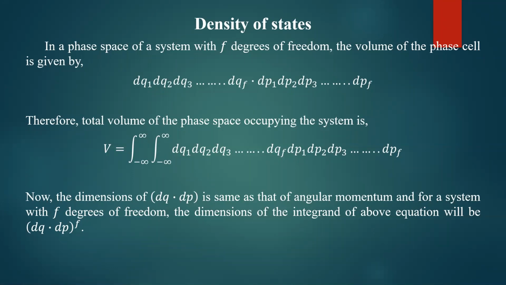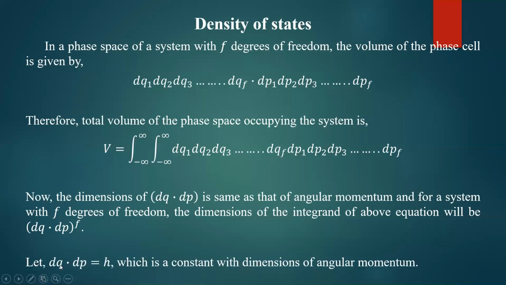We know that angular momentum is r cross p, where r is the position vector and p is the linear momentum. If you take the product of position and linear momentum, that will give you the angular momentum. That's why the dimension of the integrand is basically equal to dq into dp to the power f. So this can be replaced by its dimension. So here we consider this dq into dp is equal to h, which is a constant with the dimensions of angular momentum.